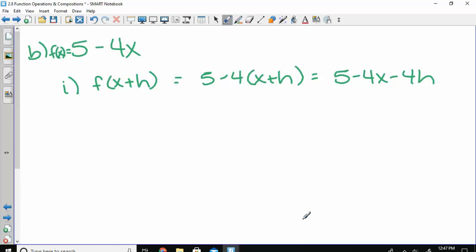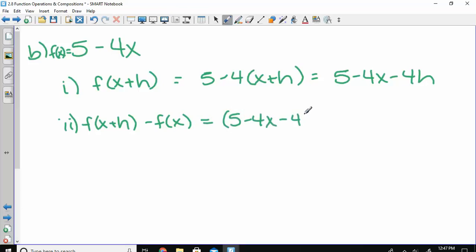Part B, what do we have to do? The f of x plus h minus the f of x. So the answer we just got minus f of x was the original, 5 minus 4x.